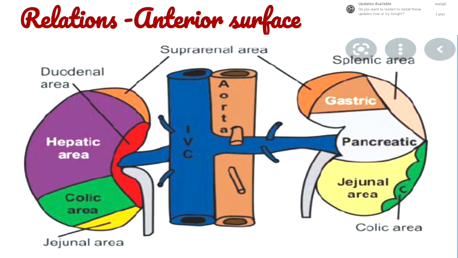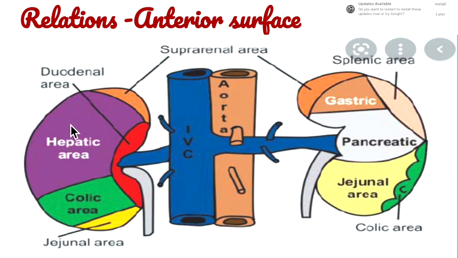We will see the anterior surface relations for both right and left kidney. This is the right kidney. This is the upper pole which gives an attachment to the right suprarenal gland. And if we see this medial concave border, above the level of the hilum it gives an attachment to the suprarenal, and below the level of the hilum, it continues as a renal pelvis and descends downwards as a ureter.